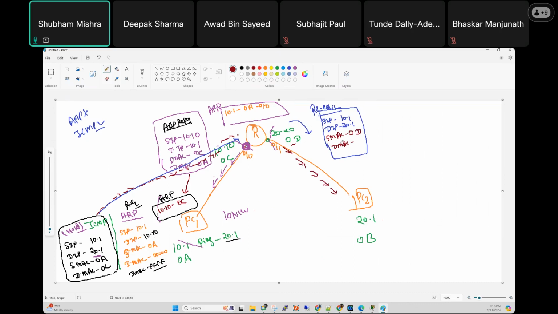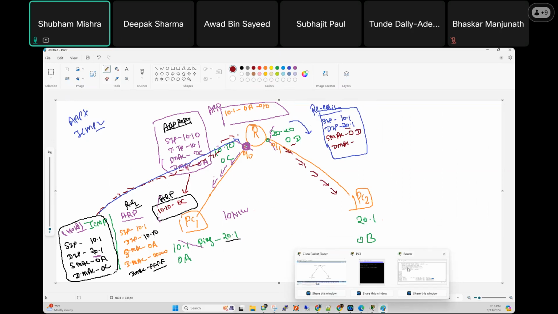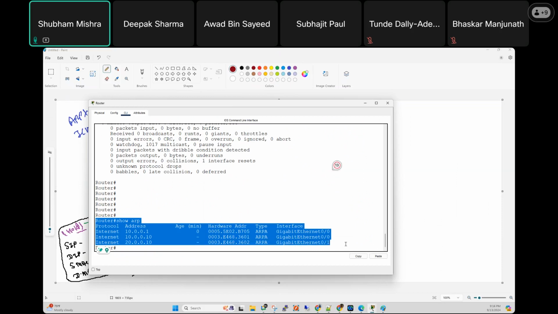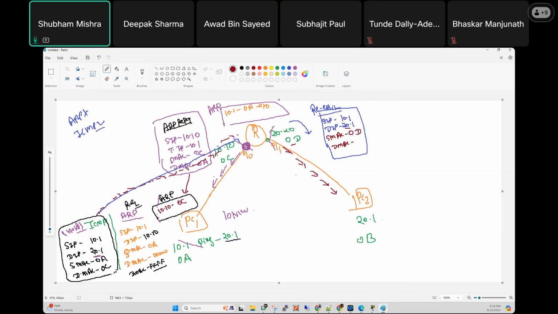The destination MAC address will be, first of all, router will check what is the destination IP address: 20.1. Now router looks up which table? The ARP table. But in the ARP table, do you find the 20.1 MAC address? No. 20.1 MAC address is not there. 20.1 means PC number 2 MAC address is missing.